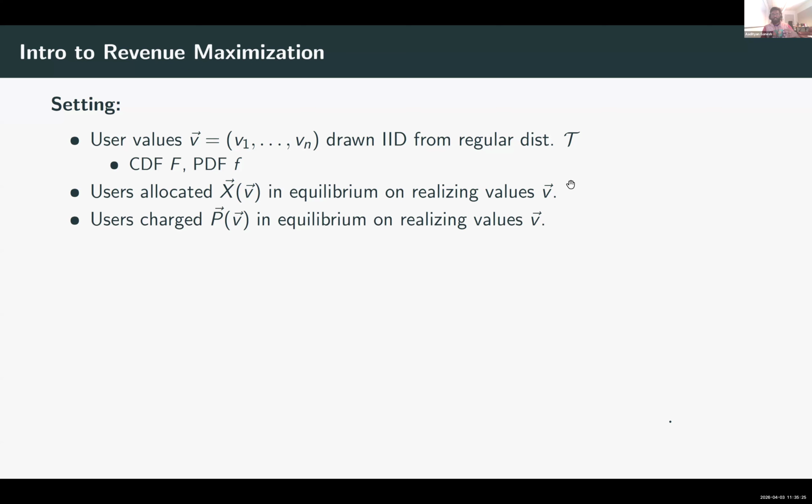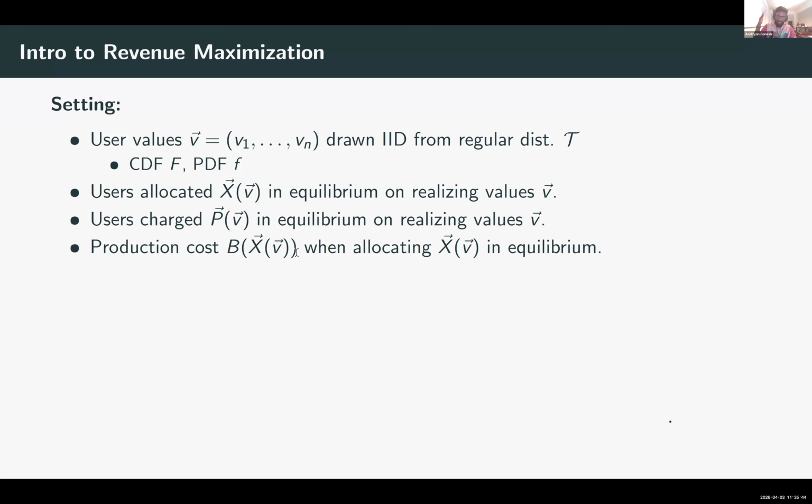And similarly, when users realize a value V and then they bid according to their optimal strategy B of V, what are the payments that we are going to charge from these users? That is denoted by P of V. And finally, the production cost is going to be a function of the allocation. So technically, if the auctioneer wants to induce an allocation X, what is the production cost B of X that is incurred on the auctioneer?